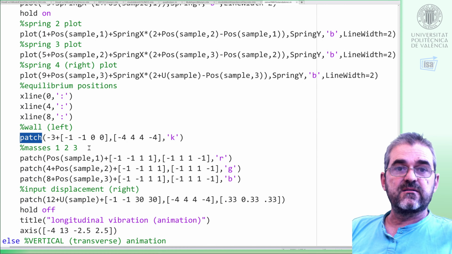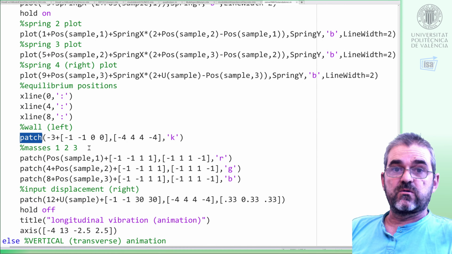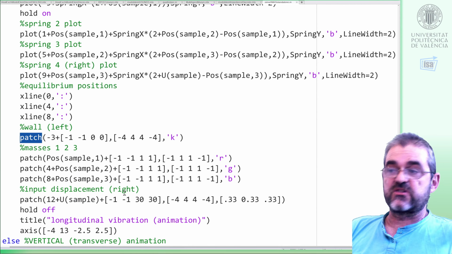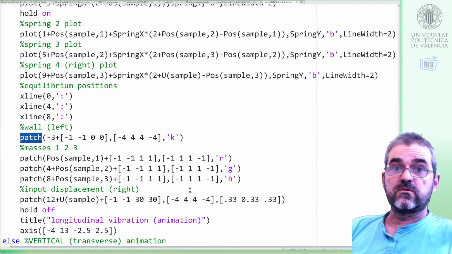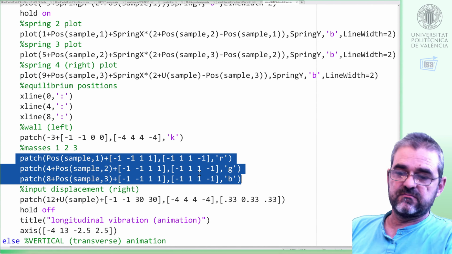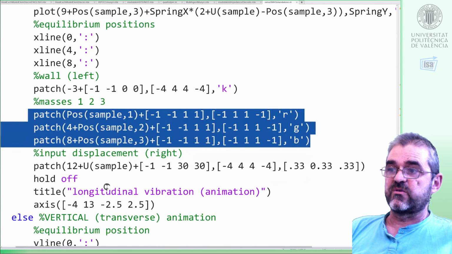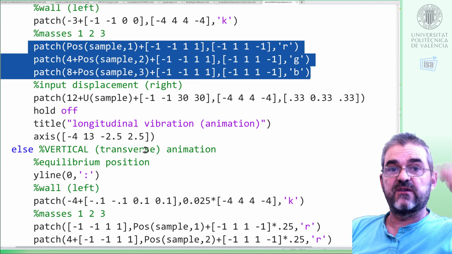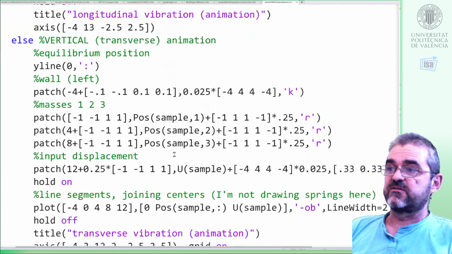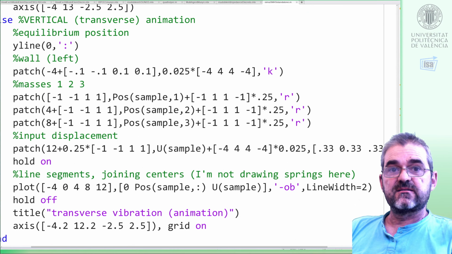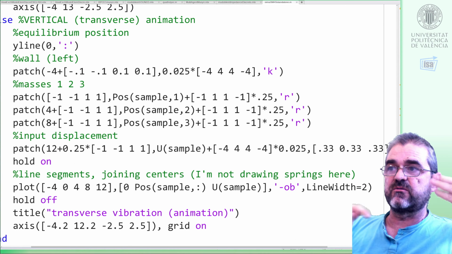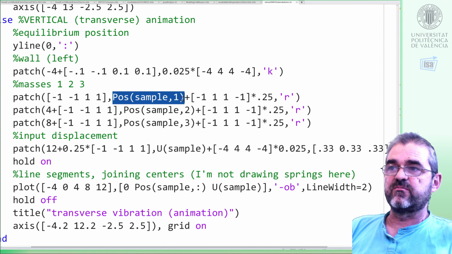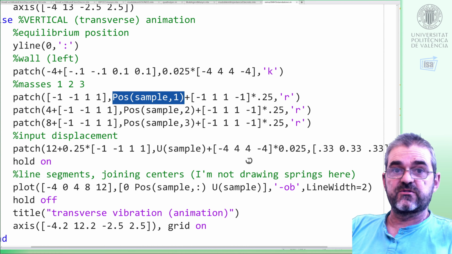Then the patch command draws a polygon with a given color, and I will use this patch command to draw the left and right walls as well as the 3 masses, these rectangles here. So that will be the longitudinal vibration, and well, the transverse vertical up-down vibration will also be carried out via some patch commands to plot the masses oscillating up and down. Now it's the second component, the vertical displacement, which depends on the simulation results. So I will draw all this to see the simulations.